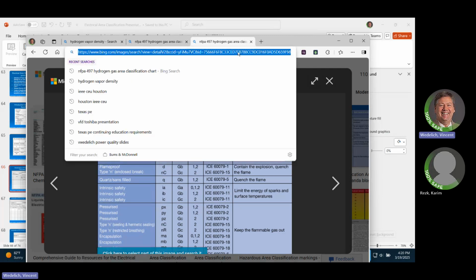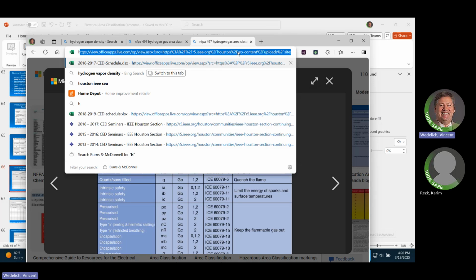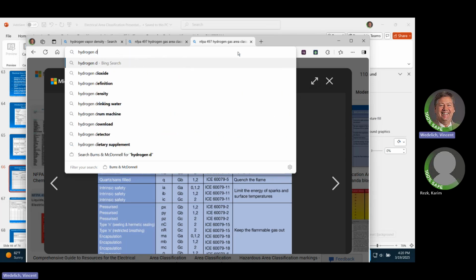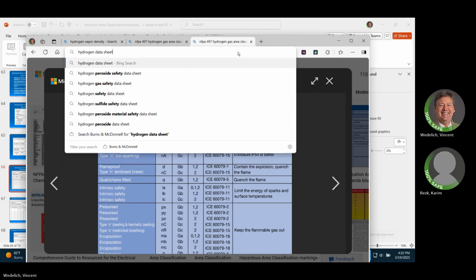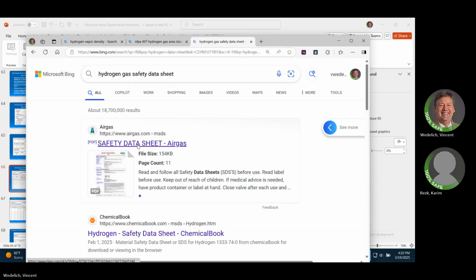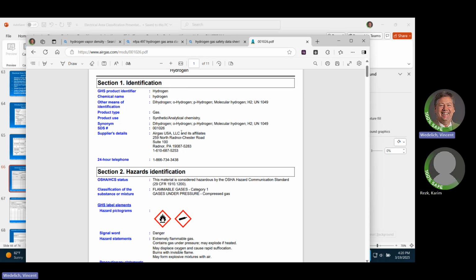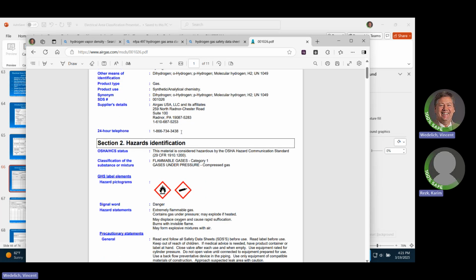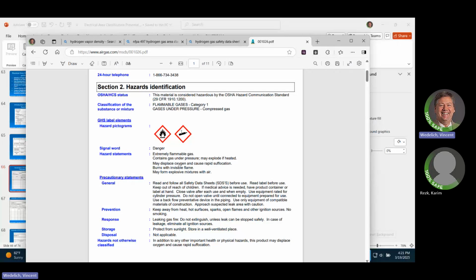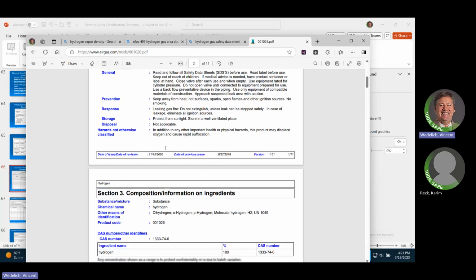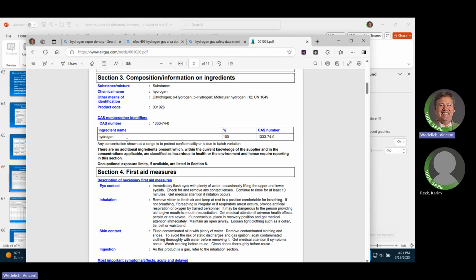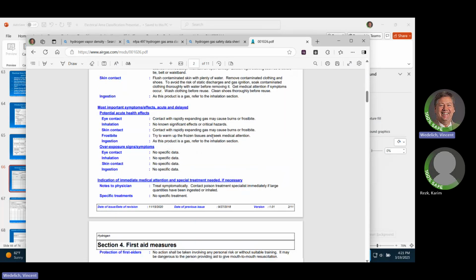Let's type in hydrogen data sheet. Air Gas. This will help us. So if you get a data sheet, keep it, right? As long as it's the right data sheet. Sometimes everybody has slightly different stuff. So it's telling you it's extremely explosive. Its hydrogen is 100%.